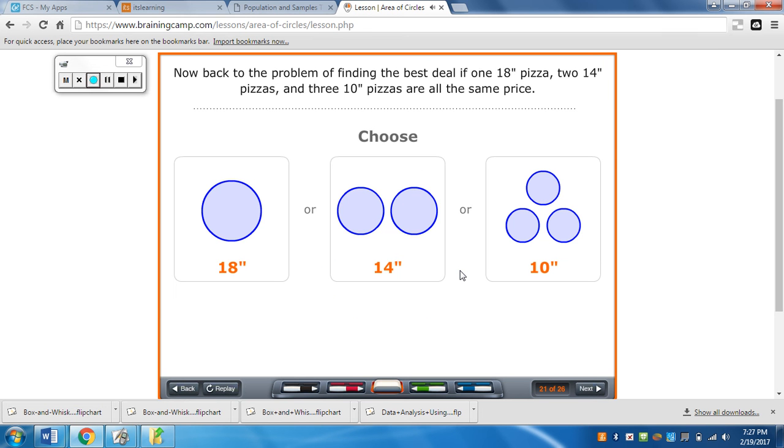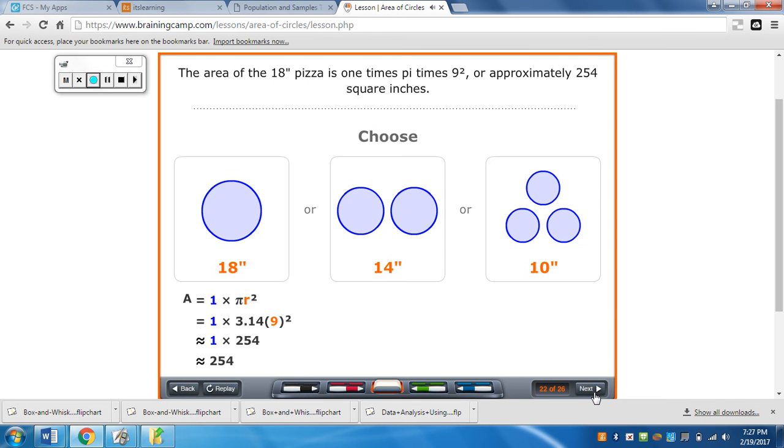Now back to the problem of finding the best deal if one 18-inch pizza, two 14-inch pizzas, and three 10-inch pizzas are all the same price. The area of the 18-inch pizza is 1 times pi times 9 squared, or approximately 254 square inches.